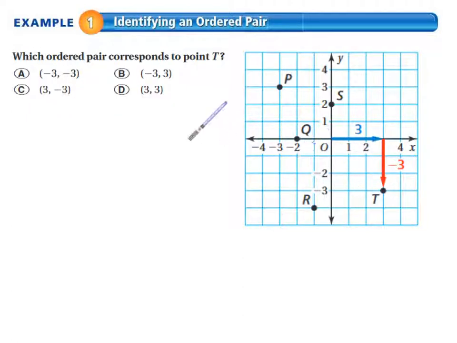So if we look at all of our choices over here, we need an x value that's positive. So it's going to be either C or D. And then we need a y value that's negative. Well, then it must be C.